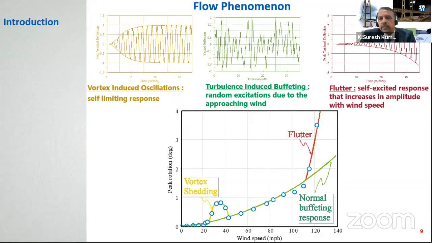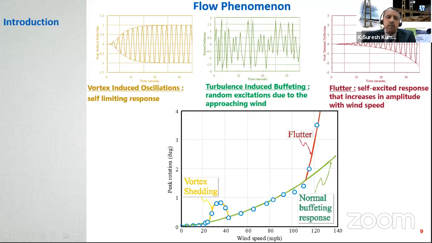Pictorially, I'm showing some of these facts here. You can see the bottom figure, where you can see the peak rotation in degrees versus wind speed. And you can see the green line, which is the easiest line to understand: as the wind speed increases, the buffeting response increases in a squared fashion, and keeps increasing as the wind speed increases.